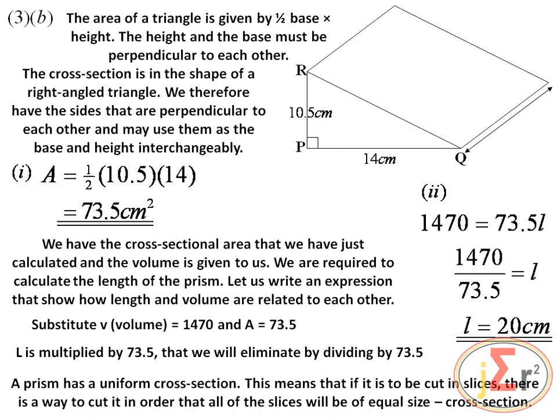A prism has a uniform cross-section. This means that if it is to be cut in slices, there's a way to cut it in order that all of the slices will be of equal size. And those slices will be representations of the cross-section.